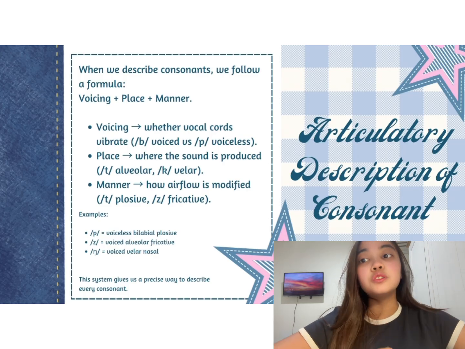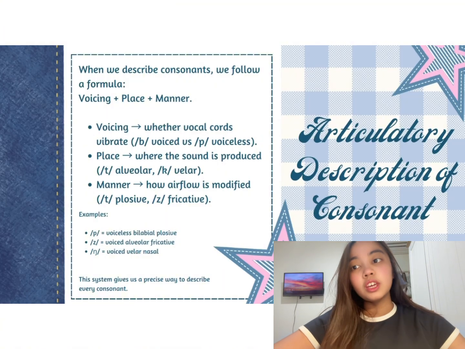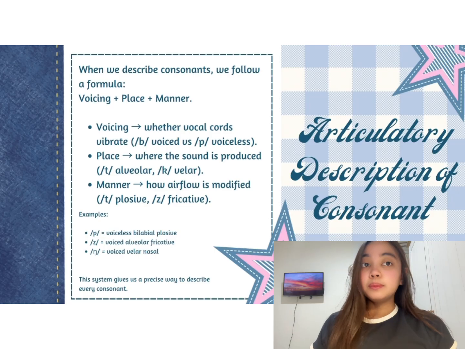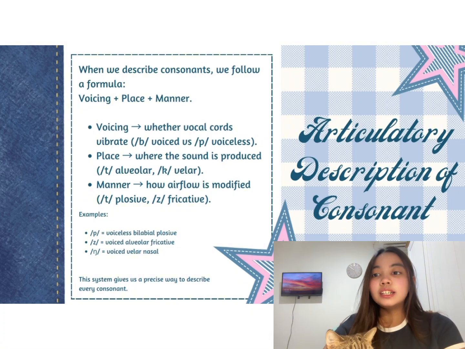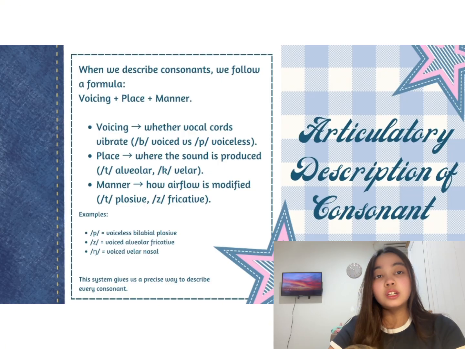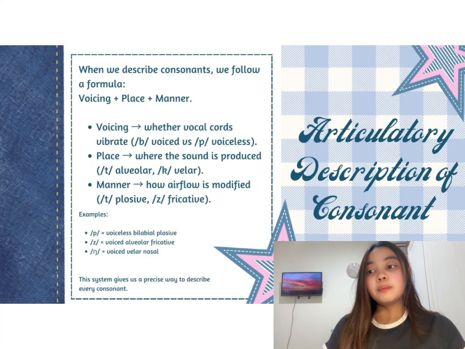So, using these three components together allows us to describe consonants very precisely. For example, p can be described as a voiceless bilabial plosive. The sound z is a voiced alveolar fricative. Overall, this articulatory system is important because it gives us a consistent way to analyze and compare consonant sounds across languages. By understanding voicing, place, and manner of articulation, we can describe every consonant accurately and scientifically.